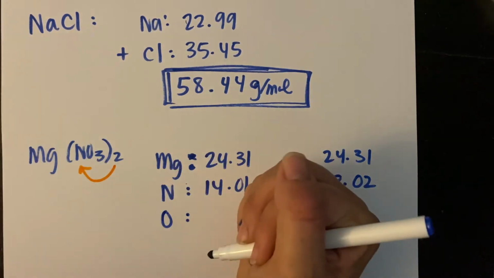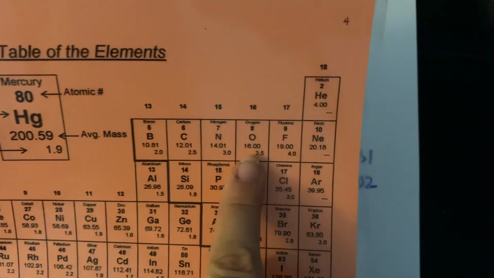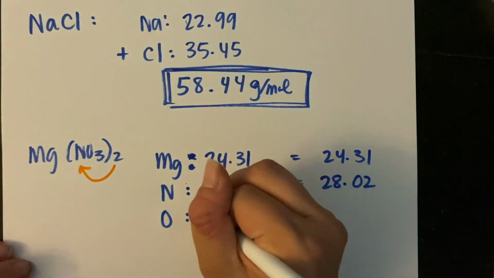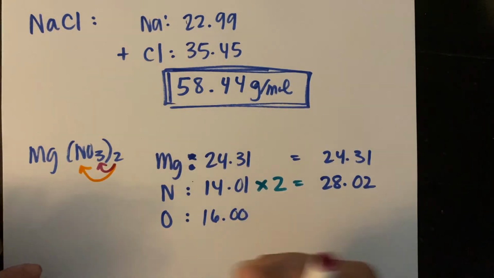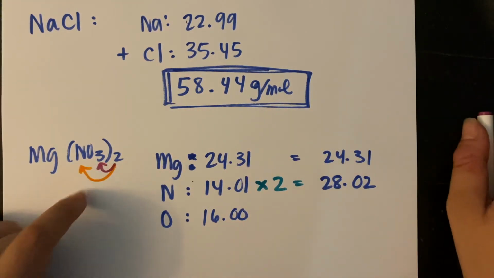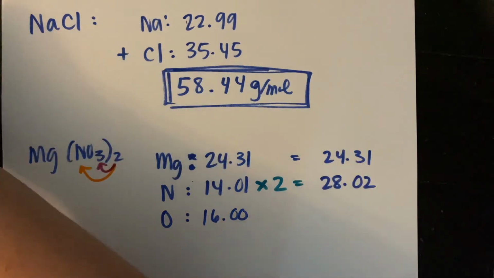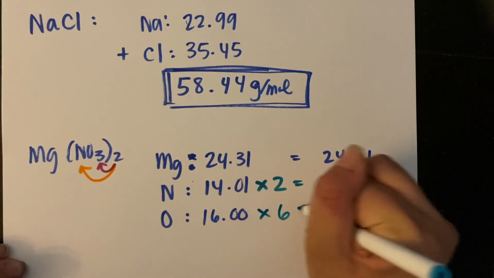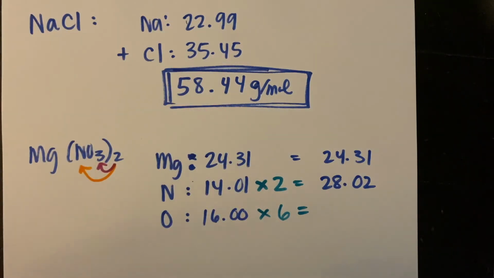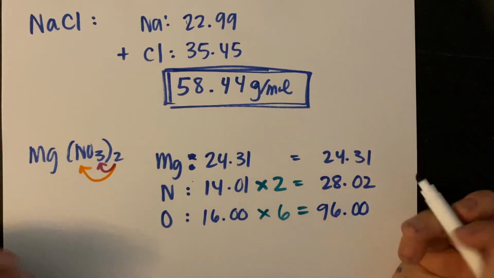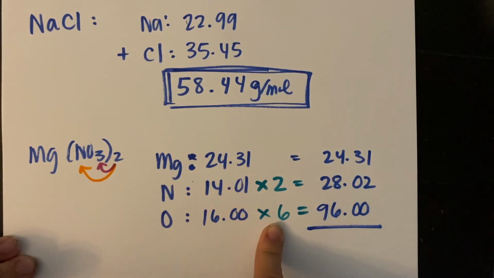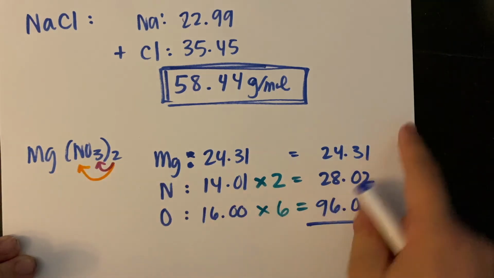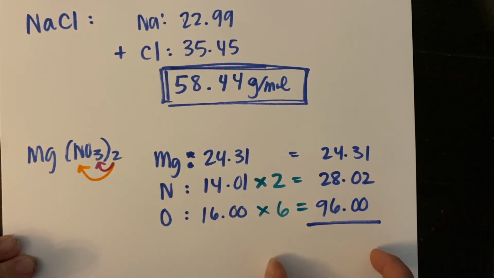Then for my oxygen, oxygen's a really nice one, 16.00. But this one I'm going to multiply by 6. There are 6 oxygens here, 2 times 3 is 6. So times 6. So that's 32, 64, 96. I hope my math is correct. Now I have all of the elements and as many of each element as I have in this compound. And now I add all this up for my total molar mass of the compound.